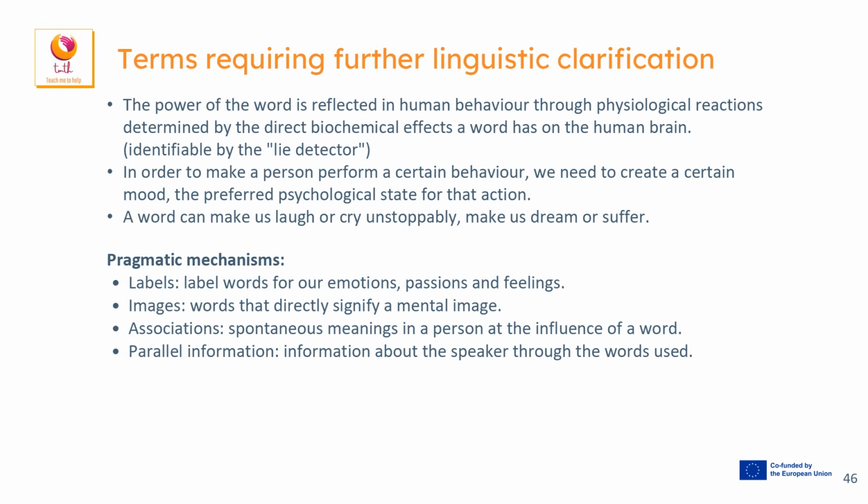Pragmatic mechanisms. Labels: words for our emotions, passions, and feelings. Images: words that directly signify a mental image. Association: spontaneous meanings in a person at the influence of a word. Parallel information: information about the speaker through the words used.